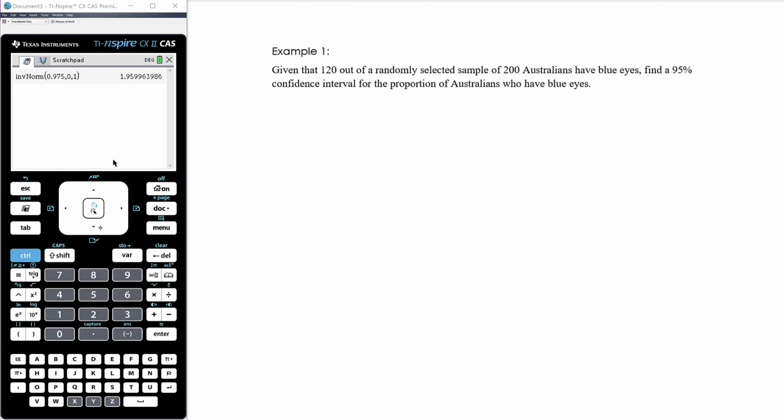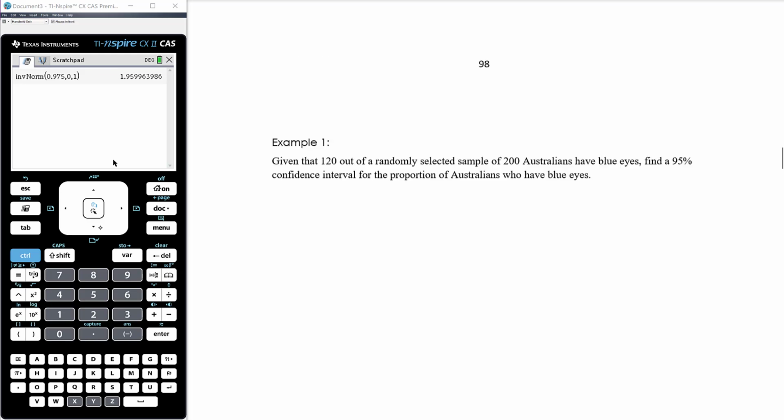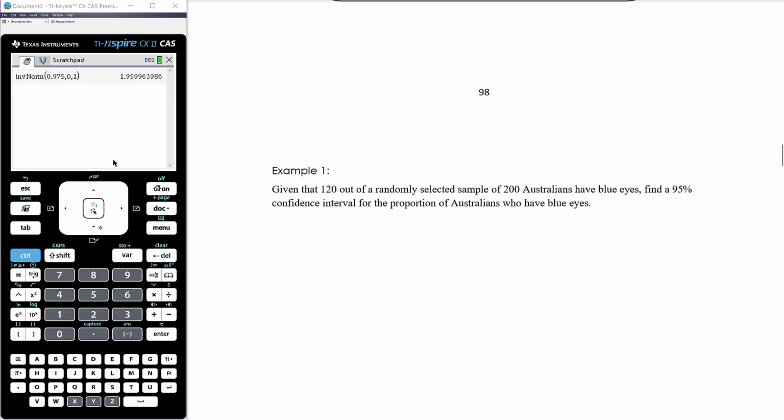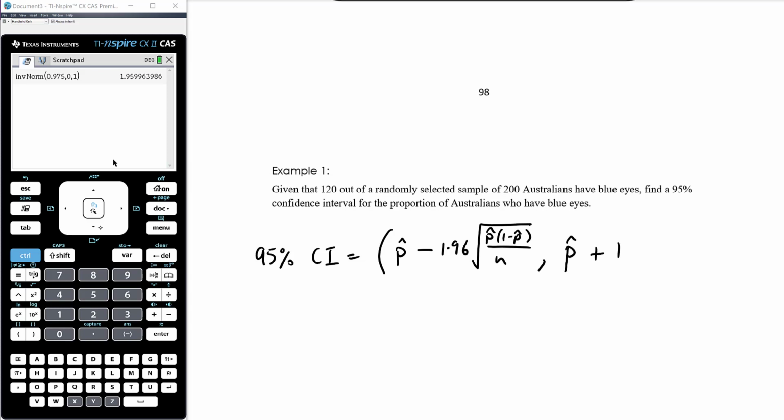Okay, example 1. Given that 120 out of a randomly selected sample of 200 Australians have blue eyes, find a 95% confidence interval for the proportion of Australians who have blue eyes. Okay, let's do it properly. We know that the 95% confidence interval is p hat minus 1.96 times the square root of p hat times 1 minus p hat over n, comma, p hat plus 1.96 times the square root of p hat times 1 minus p hat over n.